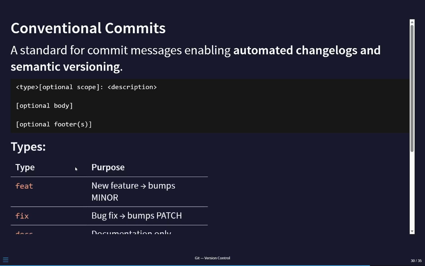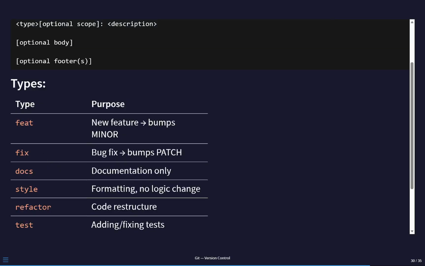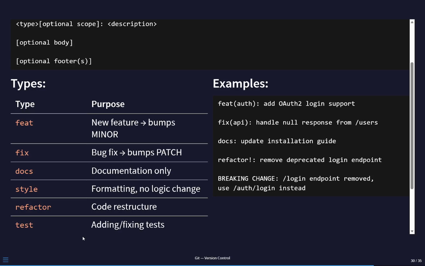The type conveys the nature of the change. Feat is a new feature. It corresponds to a minor version bump in semantic versioning. Fix is a bug fix, a patch version bump. Docs is documentation. Style is formatting with no logic change. Refactor is restructuring without adding features or fixing bugs. Test is test additions. Chore is maintenance work, dependency updates, CI configuration. Perf is a performance improvement. A BREAKING CHANGE footer in the commit body signals a major version bump.